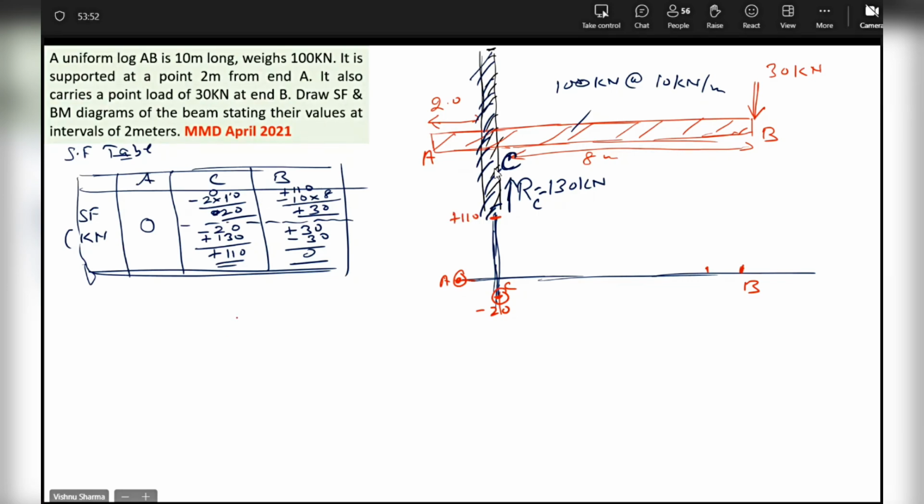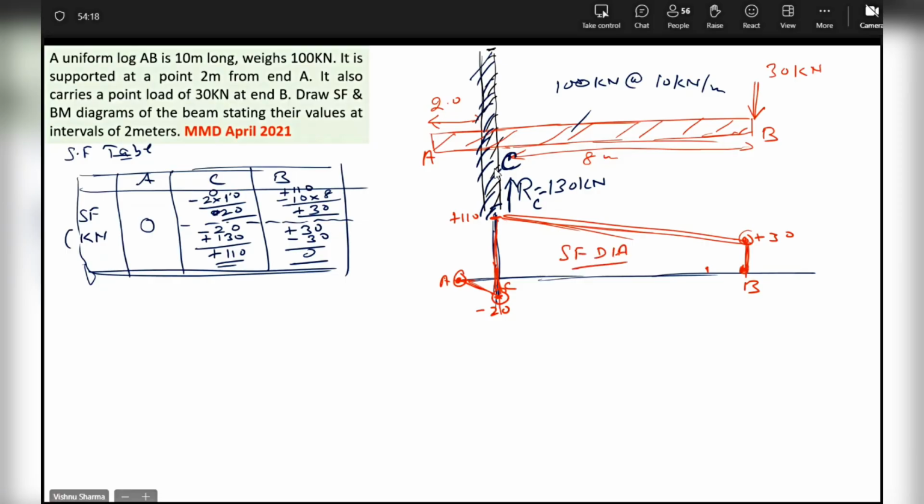Then at B, it becomes plus 30. And then it becomes 0. And it's changing at a uniform rate because that is the weight of the beam. So A to C will be like this, a straight line triangle. Then it will be like this. Then it will go to plus 30 at a straight line and becomes 0. This becomes the SF diagram.